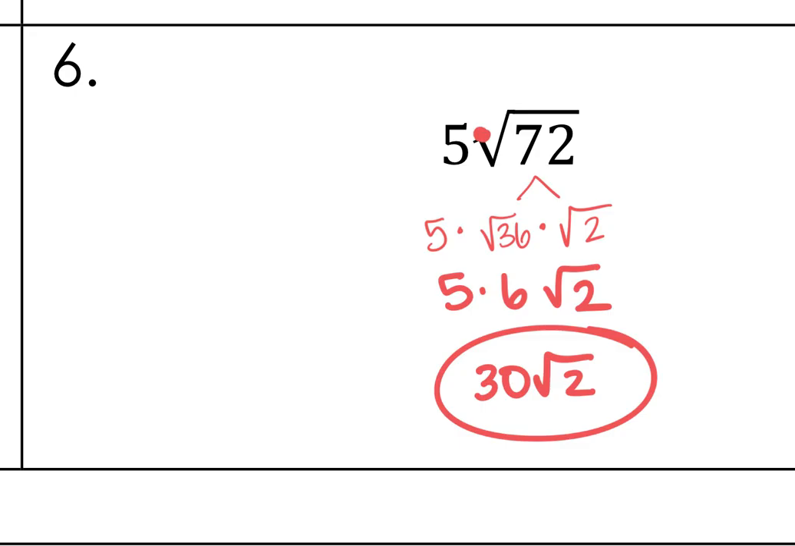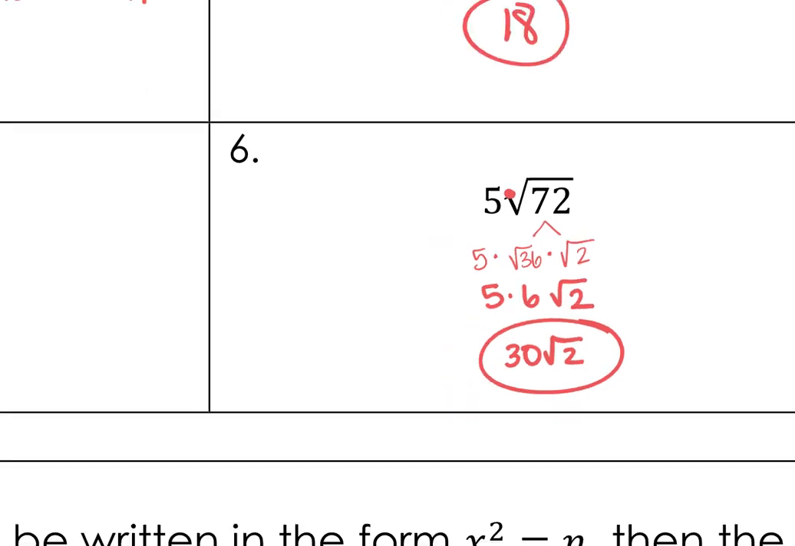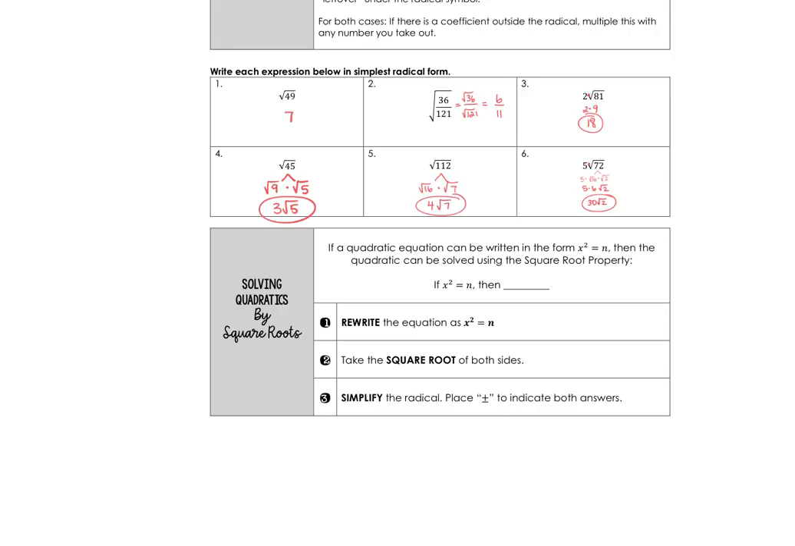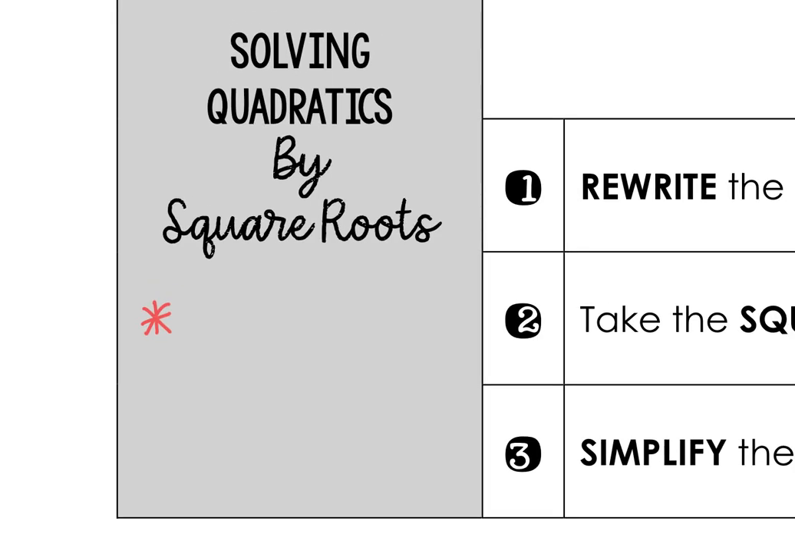So it's going to be important that we feel comfortable simplifying radicals if we are solving using square roots. We got to be able to simplify square roots. And that's what we're going to move into next. So when we're solving quadratics by square roots, this method works if your quadratic looks one of 2 ways. So this works if there's no bx term. So if there is no middle term in your quadratic, then you should solve using square roots.